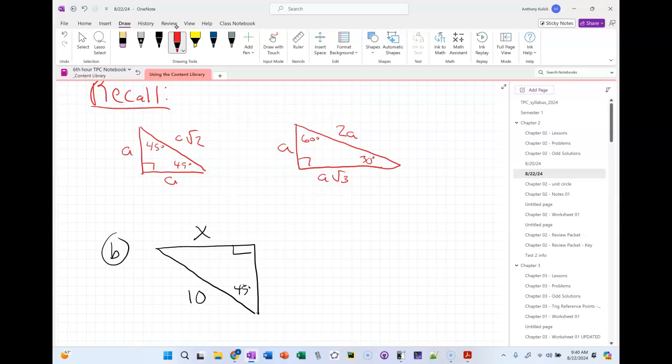Okay. What type of triangle do we have? That's the 45, 45, 90. Okay. So I know in the 45, 45, 90, the legs are A, and the hypotenuse is A root 2. So we know that A root 2 is equal to 10. Now I need to get the A by itself because I know A is also equal to X. So if I can just solve for A here, I have my answer, right? So what do I need to do to get A by itself?